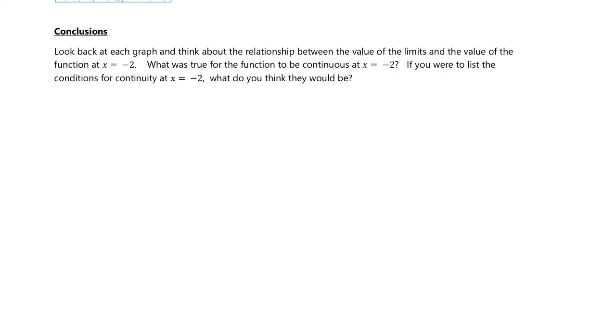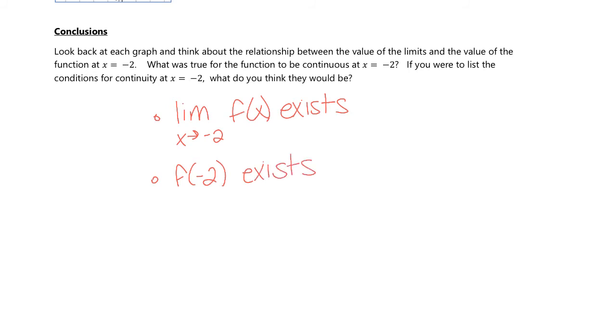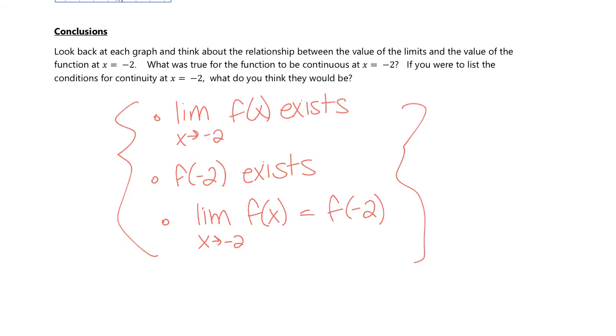So let's just go ahead and summarize what I was trying to highlight. When we looked at the function, the limit as x approaches -2 existed. We also found that f at -2 existed. And in that last function, the limit as x approaches -2 of the function equaled our function evaluated at -2, okay? And basically, that's what needs to happen to show that a function is continuous at that point.